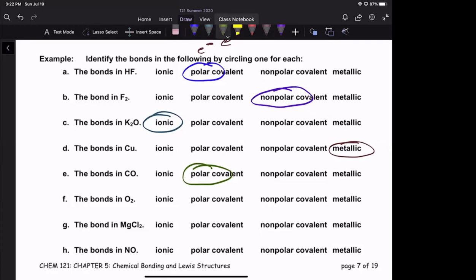All right, O2. They both want the electrons the same amount, so that will be nonpolar covalent. Magnesium chloride, that is a metal with a nonmetal, so that one is clearly ionic. And NO, nitrogen and oxygen, again, there are two nonmetals that are not right on top of each other. These are polar covalent.